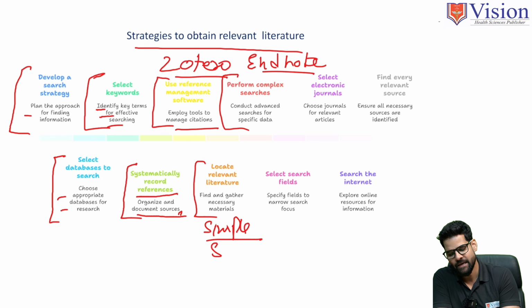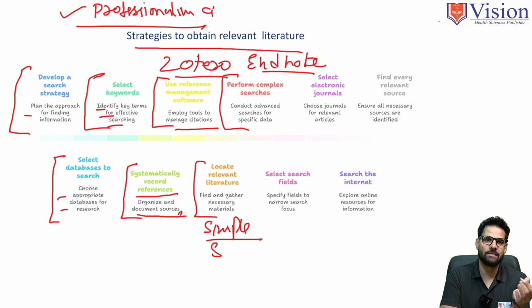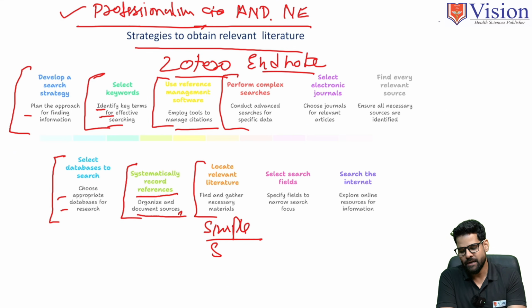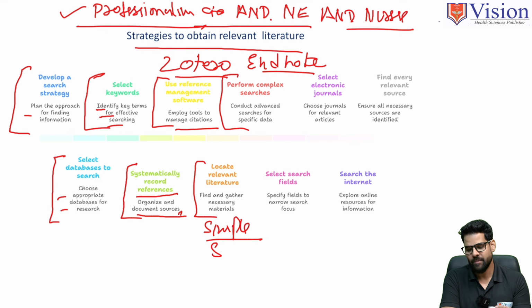For example, if I say professionalism, that is a simple search. So all the studies done on professionalism will come. But if I say professionalism and nurse educators, now it's a complex search, because I am adding something, nurse educators, and I just write the nurses. So that becomes a complex one. Okay, I'll just talk about that also.